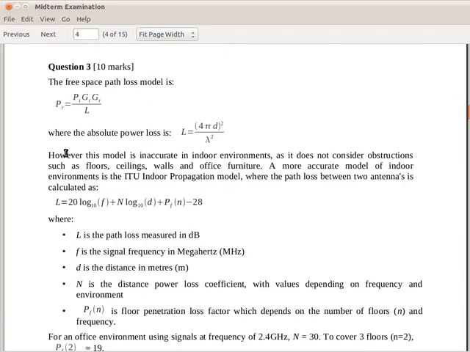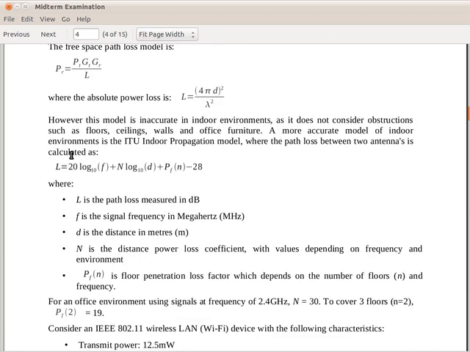This question is similar to your quiz question. We won't go through it, but what it does is, instead of using the free space path loss, it introduces a different path loss model. So I give you what it is, and we see that equation at the top that relates the factors. It doesn't matter what path loss model is being used, that equation at the top is always the same. A path loss model determines how we calculate L.